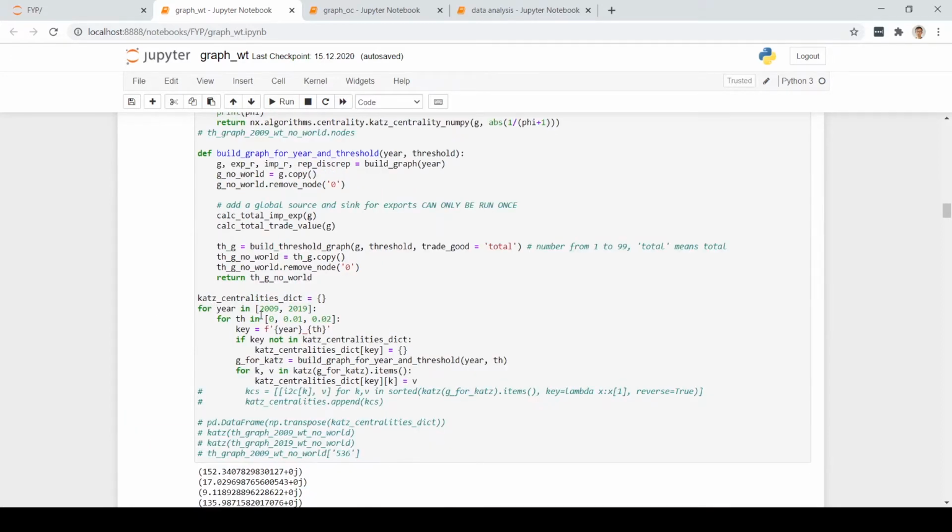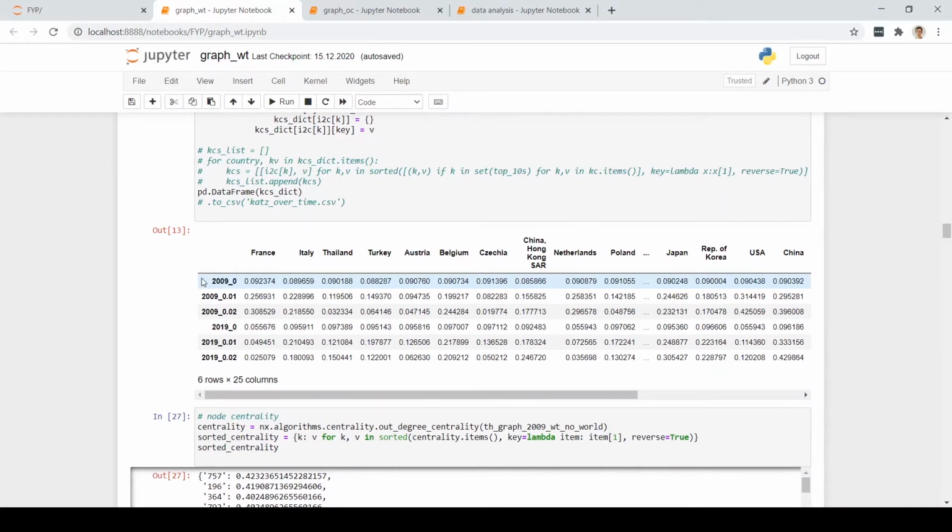Here we see that CAT centralities are computed for 2009 and 2019, and trade thresholds of 0, 0.01, and 0.02 are used. The trade threshold variable allows you to discount edges with small trade volumes. For instance, a threshold of 0.01 means that all edges that carry export value less than 1% of the exporter's total export value are not included in the graph. Effectively, this thins out the graph. This removes some of the lighter edges, the edges that have lower trade value. The threshold applies to both the total trade value and also the individual trade goods.